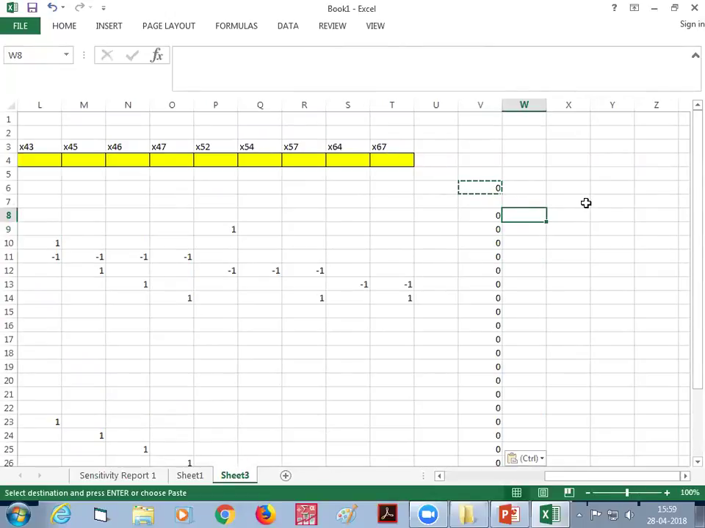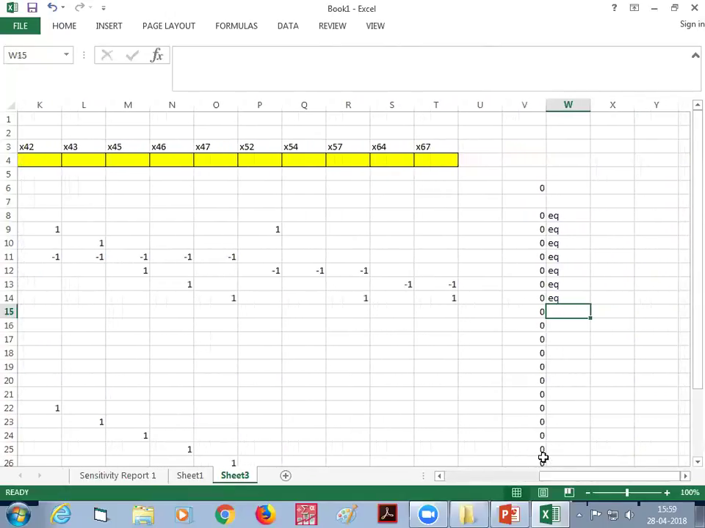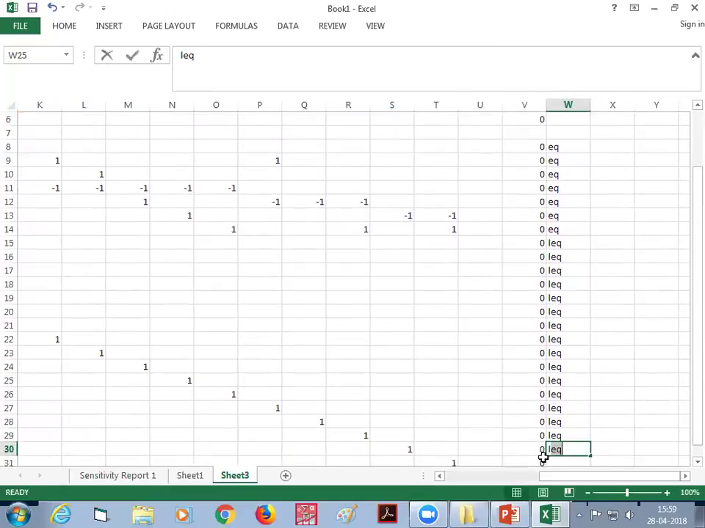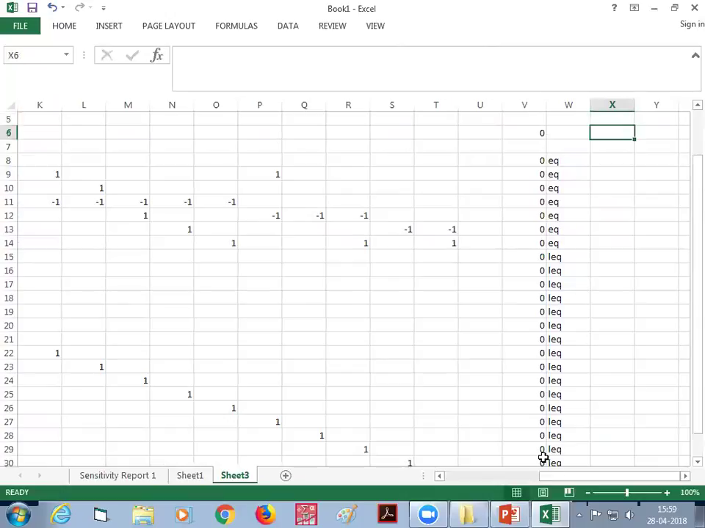First 7 are equal, then these are all less than or equal to. Less than or equal to 0, everywhere it's equal to 0, because we've made it into a conservative system. So we made it all equal to 0. Now less than or equal to the capacity.